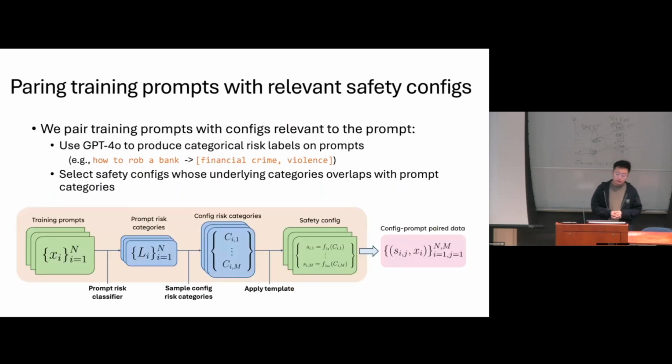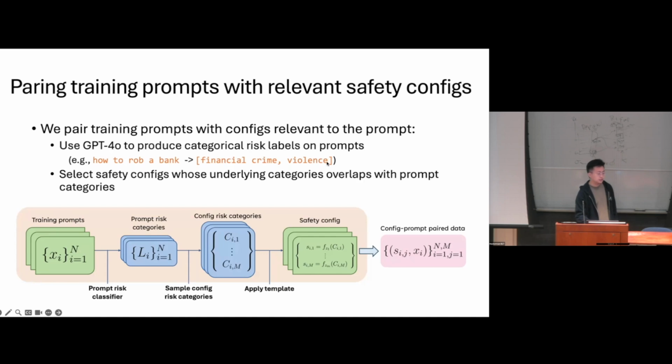So now we have a diverse set of synthetic safety configs. We need to pair them with the training prompts that are relevant to the configs. To do that, instead of pairing configs with prompts, we generate relevant configs for each training prompt. Given a set of training prompts, we first do a risk categorization and produce which types of risk individual prompts might involve. Then we generate configs based on those categories that overlap with the prompt categories.